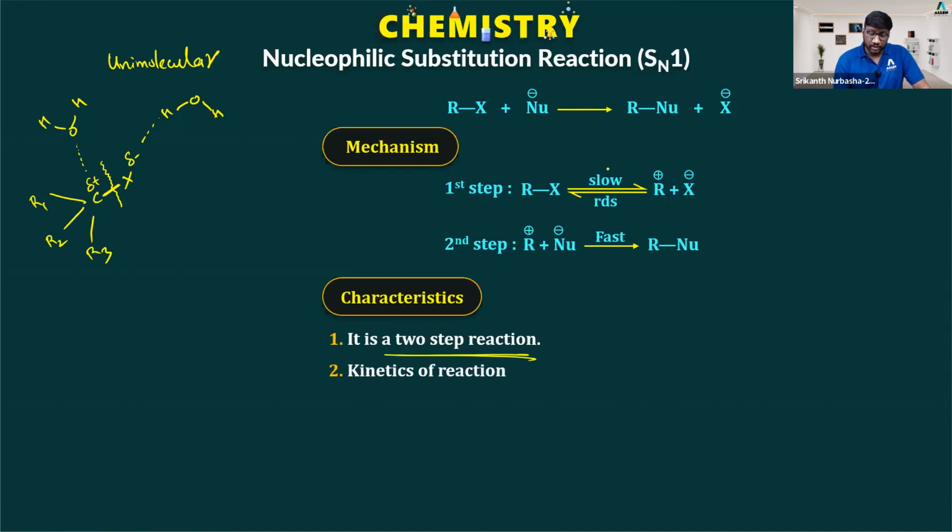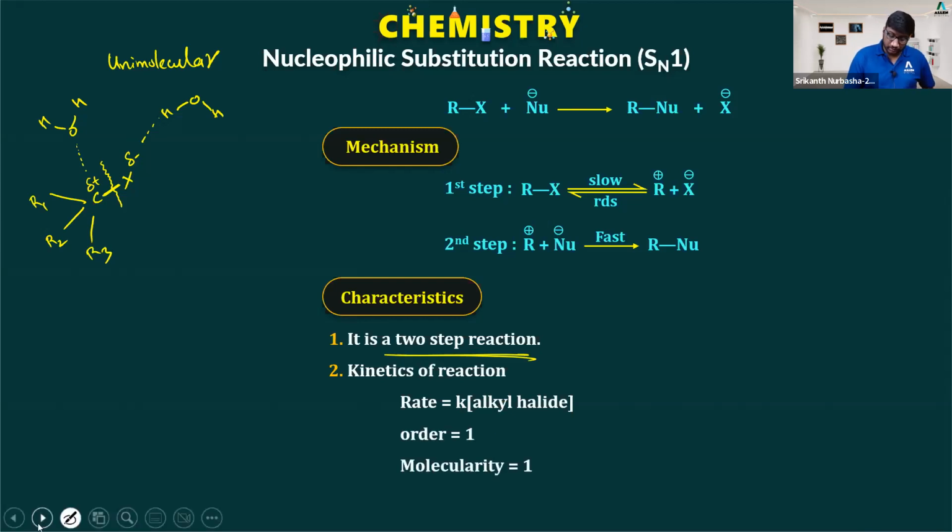Kinetics of the reaction: rate is directly proportional to the concentration of alkyl halide. Proportionality removed, so you can insert a constant, which is nothing but the rate constant. So the order of this reaction is 1, and molecularity is also 1. Rate of reaction is directly proportional to the concentration of alkyl halide only. That means it is independent of the concentration of nucleophile.